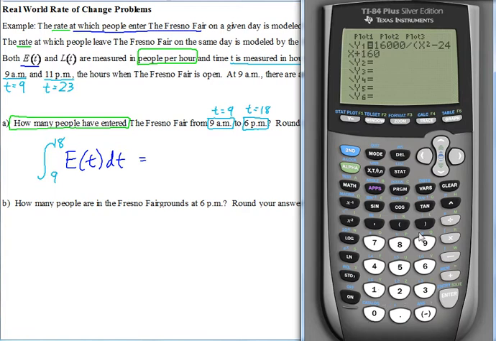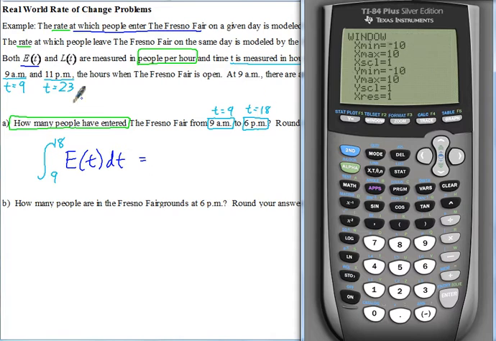And then close parentheses. And while we're at it, let's go ahead and enter in L of t, which we don't need on part A, but we'll need on later parts. So that's 10,000 divided by parentheses, t squared or x squared, again open parentheses, minus the 38x plus 370. And then let's change our window size also.